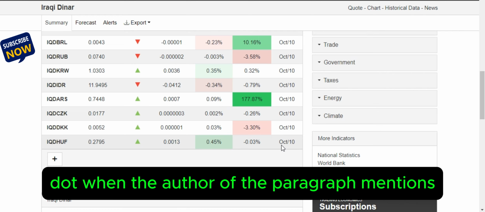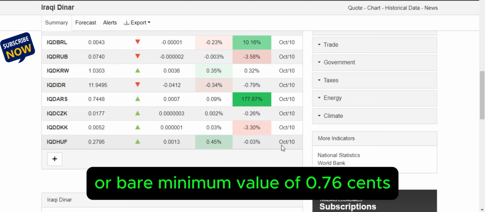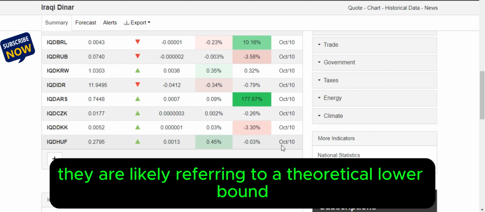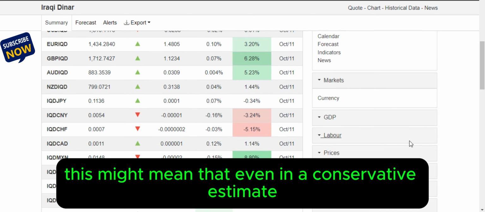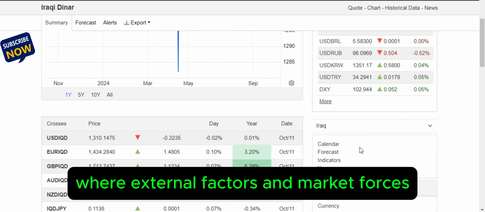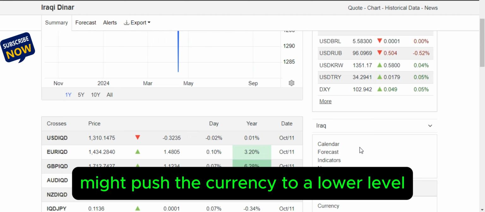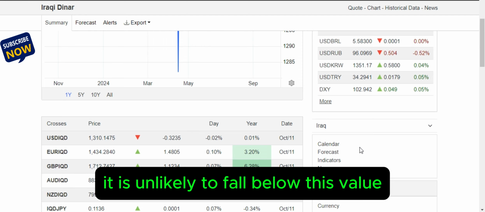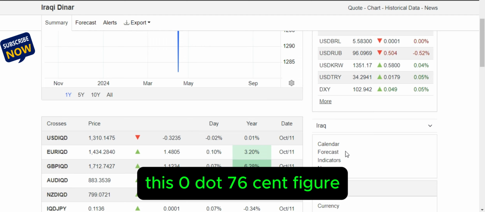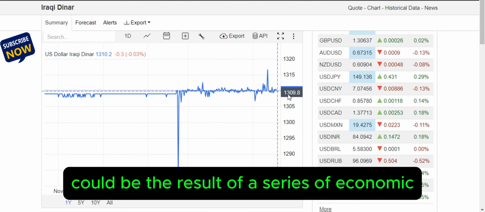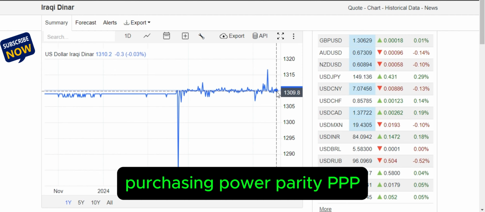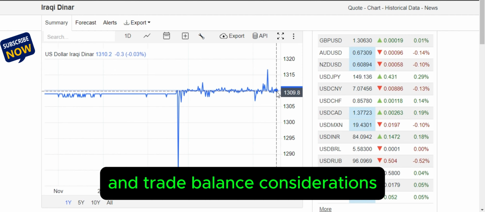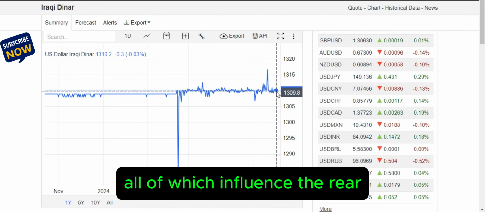When the author of the paragraph mentions the worst-case scenario or bare minimum value of 0.76 cents, they are likely referring to a theoretical lower bound based on their understanding of the REER. This might mean that even in a conservative estimate, where external factors and market forces might push the currency to a lower level, it is unlikely to fall below this value. This 0.76 cent figure could be the result of a series of economic calculations, such as inflation differentials, purchasing power parity, PPP, and trade balance considerations, all of which influence the REER.